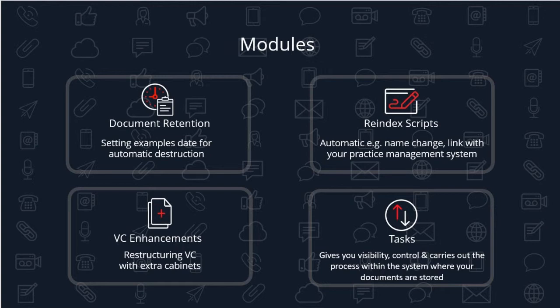When someone changes their name, we have to go into Virtual Cabinet, we search the client, they're not there, then we realize their name has changed, so we go back in and we search on the previous name, and we find them. You can find all those documents and make all that happen automatically.